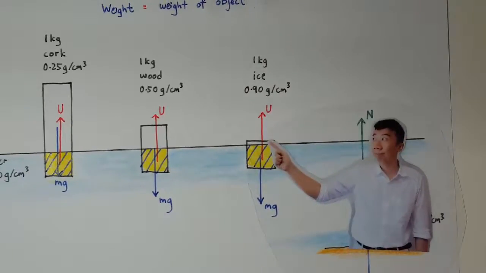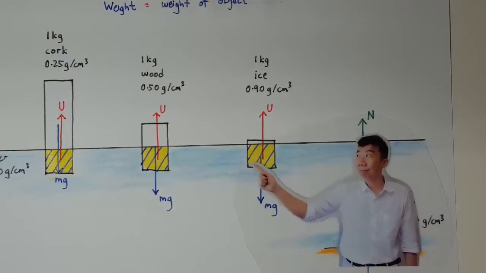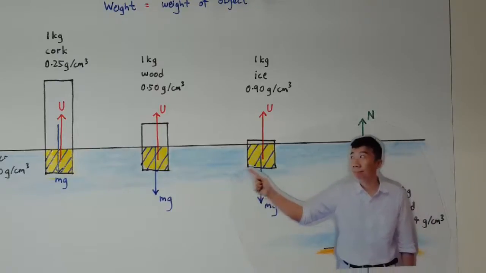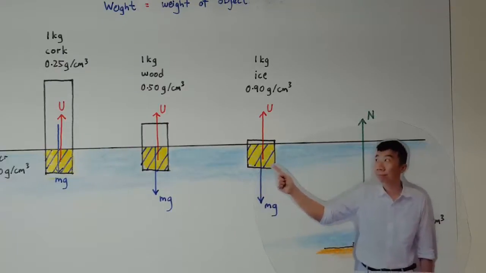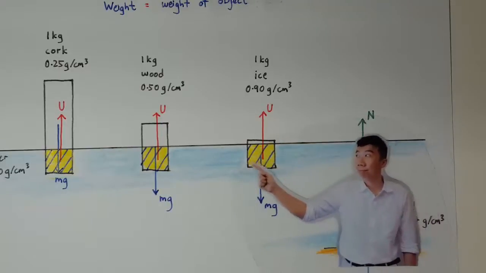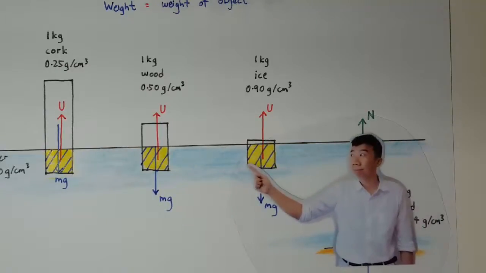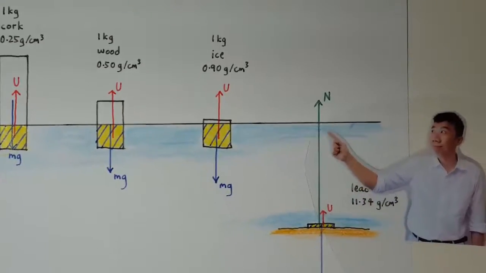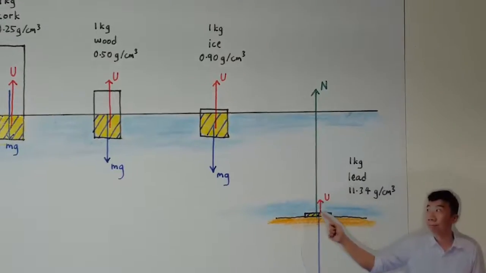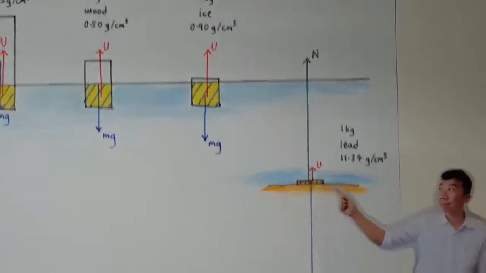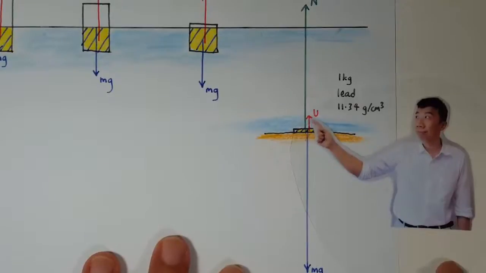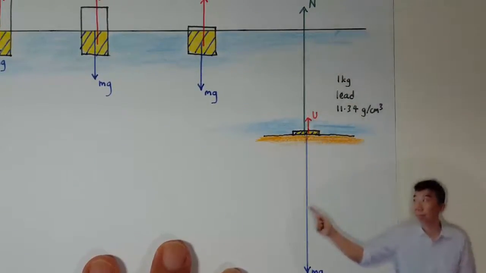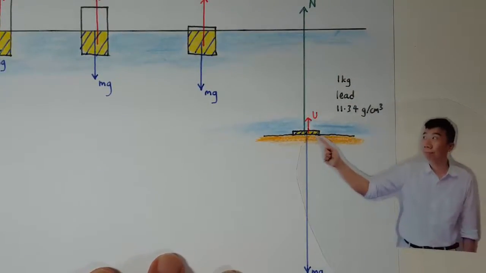For the lead, however, the lead has a density of more than 11 gram per cm cube. 11 gram per cm cube. So the blob of 1 kilogram lead is going to be just about this big. So even with 100% of it submerged, it's not going to be able to displace 1 kilogram of water. That's why a piece of lead cannot float in water. It will sink all the way until it comes to rest at the seabed. That's when the normal contact force of the seabed will come in to help support the weight of the lead.